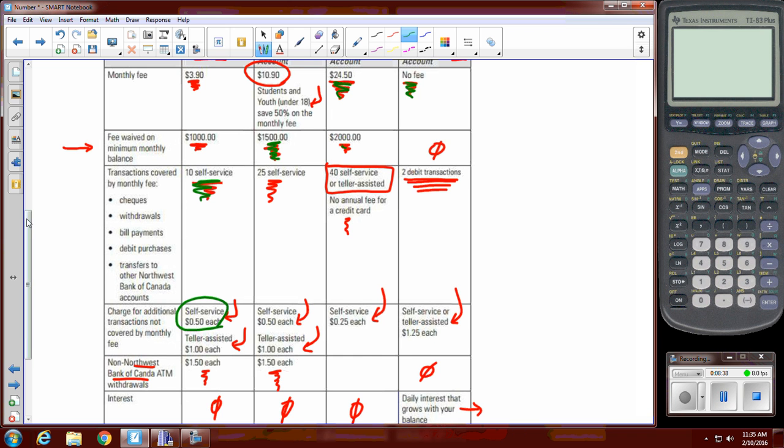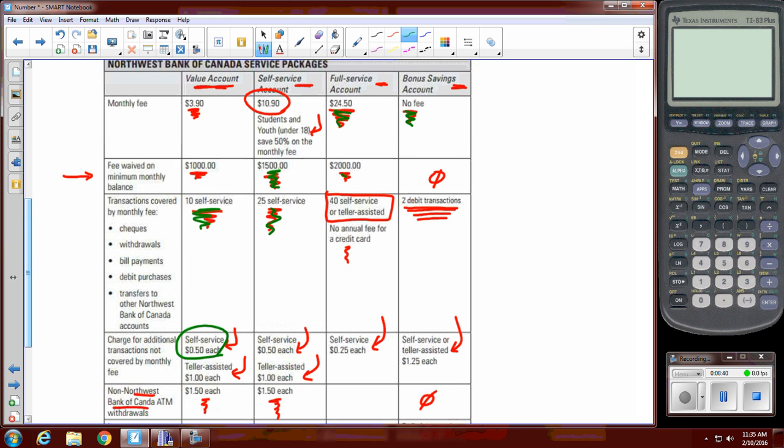On the other account that was beside it, the self-service account, she's allowed 25. So she's not over there. She's not over here, but she definitely is over in the bonus savings account. So we'll look at that cost. She's going to be charged $1.25 per over her 2 debit transactions.